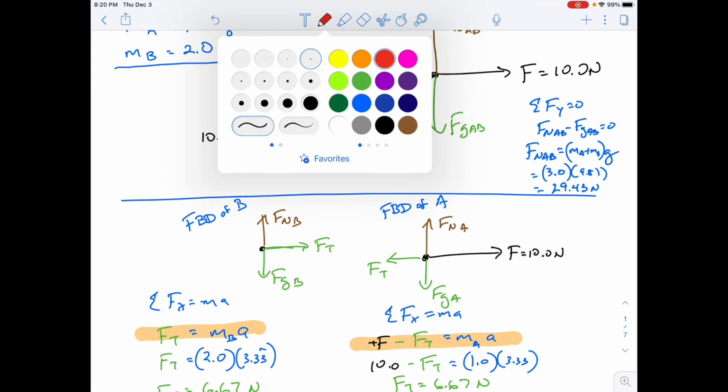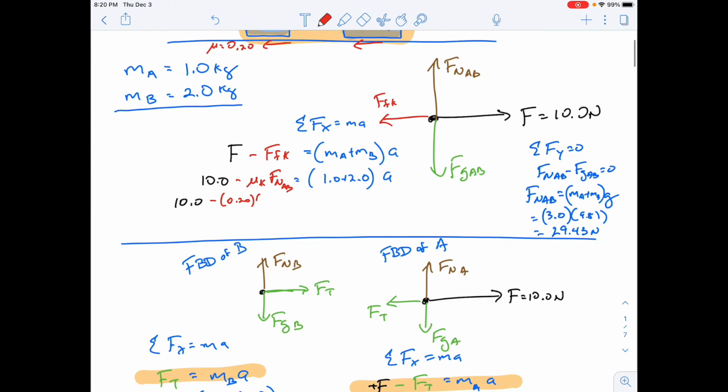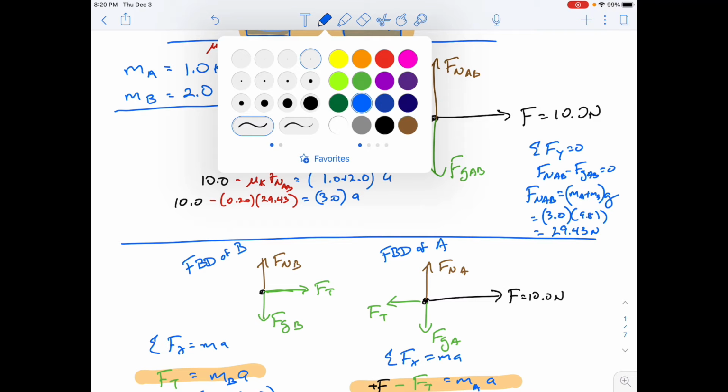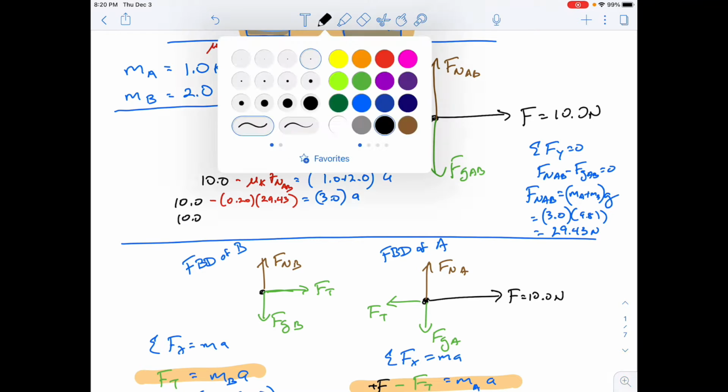That's all of the mass. So we can substitute that in. 10.0 minus the 0.20 times 29.43, which is the normal force, equals 3.0 times A. That force of friction is 5.9-ish, 5.89 actually, if you round.